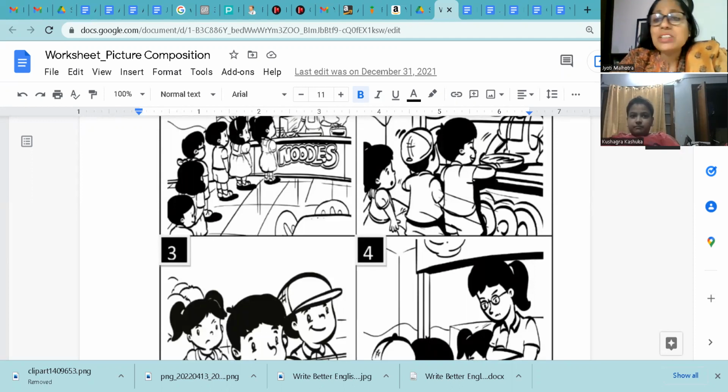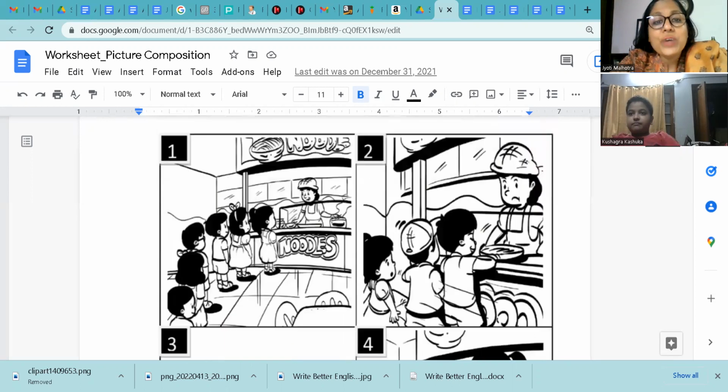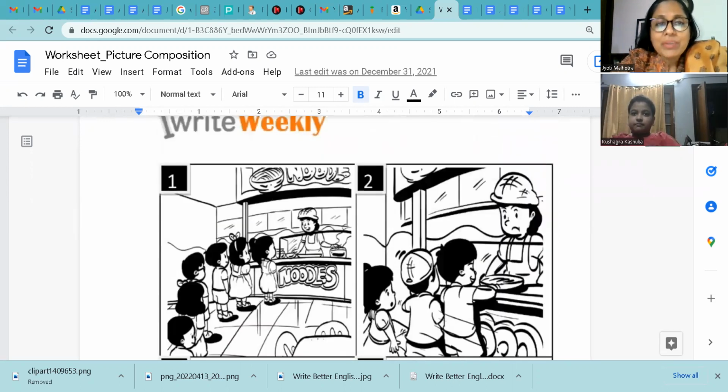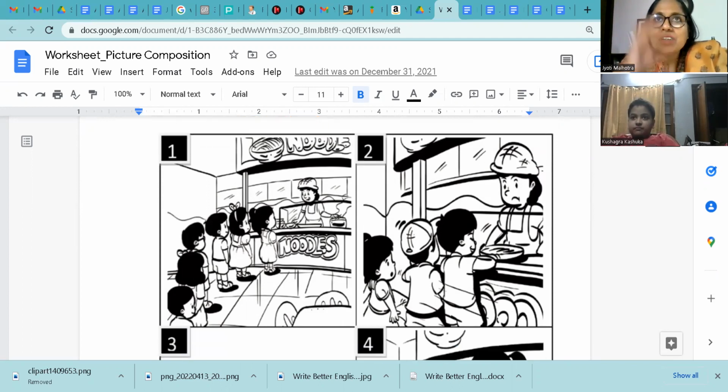Now, all the time, it's not very easy to read pictures and frame a story. The point that you need to understand is the first important thing that you require in framing a story out of a picture is observation. Understood or not understood? Yes? What is observation? To observe means to look at something very carefully.